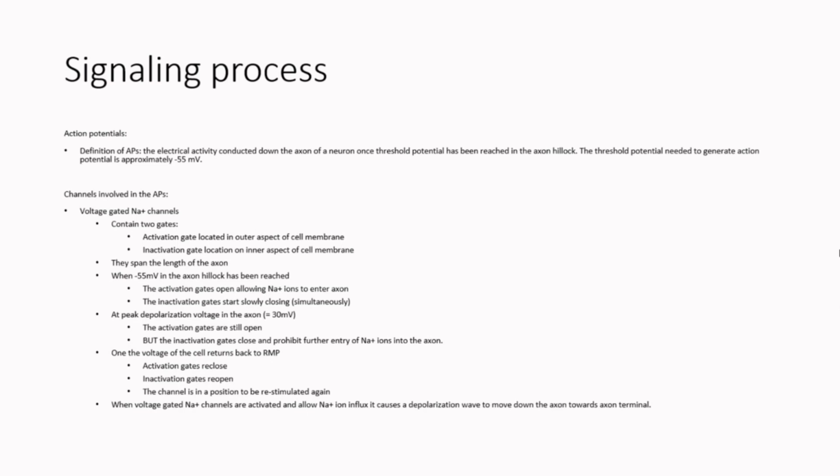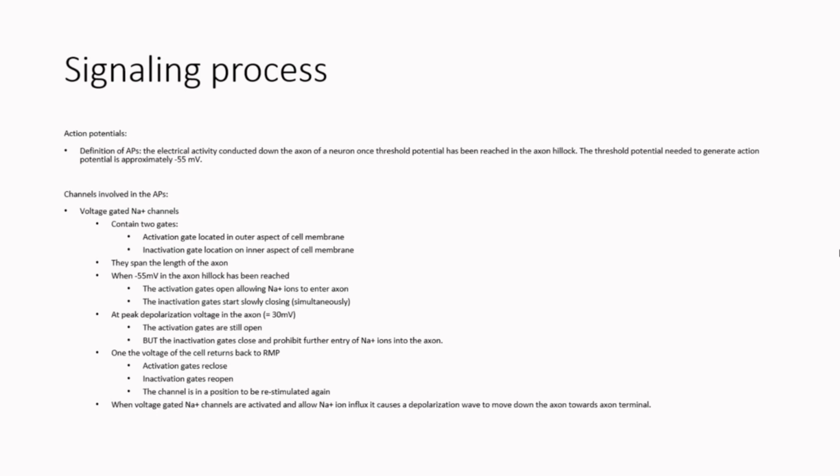And then last but not least, we have the action potentials, and it's the electrical activity conducted down the axon. Once we reach threshold potential in the axon hillock, to reach this TP, we need to generate an action potential at approximately minus 55 millivolt. The channels involved in the action potentials are two channels. We have the voltage-gated sodium channels and we have the voltage-gated potassium channels. The voltage-gated sodium channels have two gates. We have the activation gate located in the outer aspect of this channel, and then you have the inactivation gate located in the inner aspect of this channel. And they span the whole length of the axon.